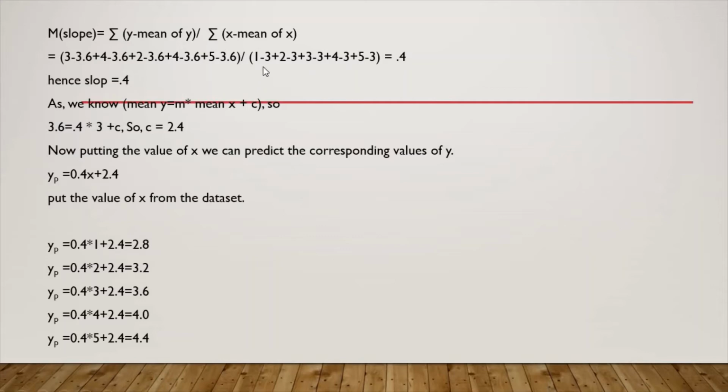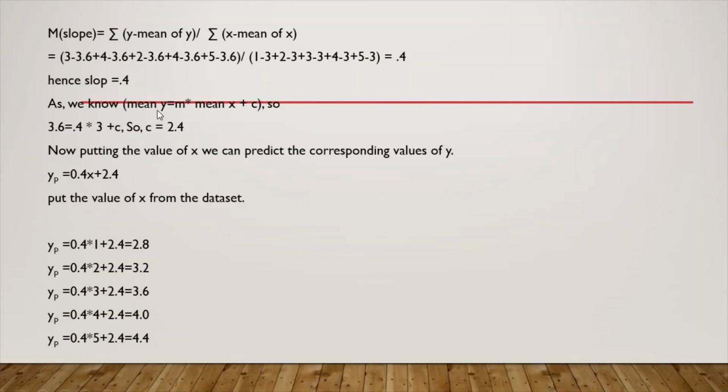Here each occurrence of x will be subtracted by the mean value of x. The mean value of x is 3, so every time we are using 3 in the minus term, and these are the different occurrences in the x data: 1, 2, 3, 4, 5. In this way we have got the value of the slope as 0.4.